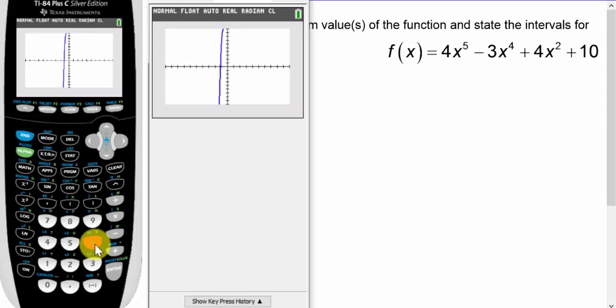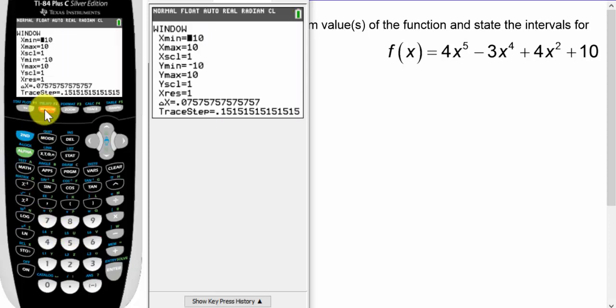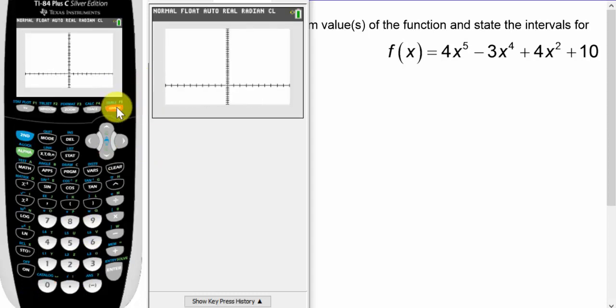And it looks like it keeps going up, so there's maybe something higher, and I need to see something higher. So what I will do is I will look at my window and adjust that. If I hit window, I notice that I'm going from negative 10 to 10, as I told my calculator to do by hitting standard. I want to see higher. I don't want to change any of the x values, but I do want to change the y value to a higher value of 30. So I'm going to type in 30, then I'm going to regraph it and see what happens.